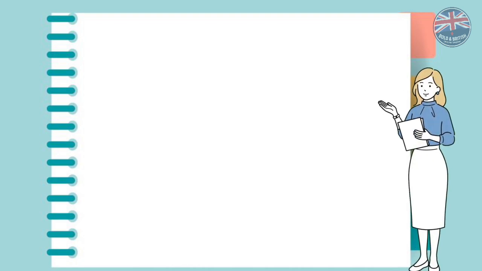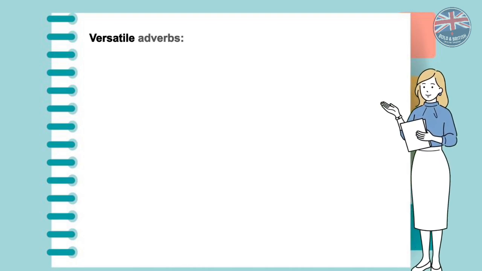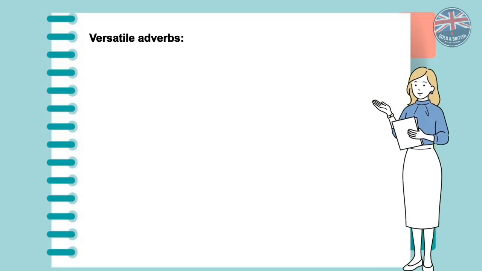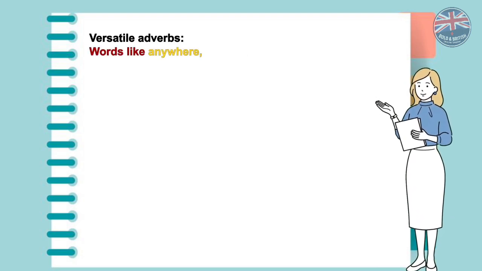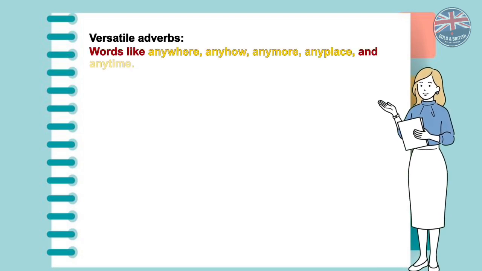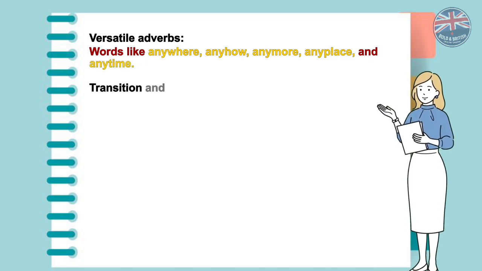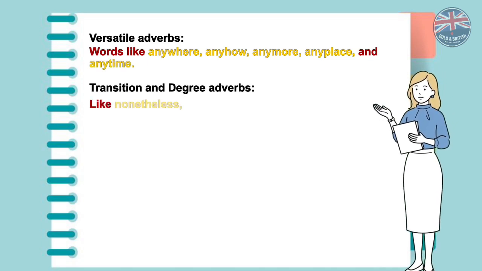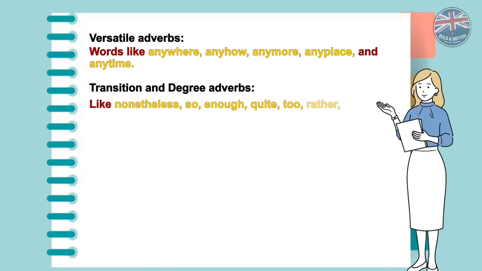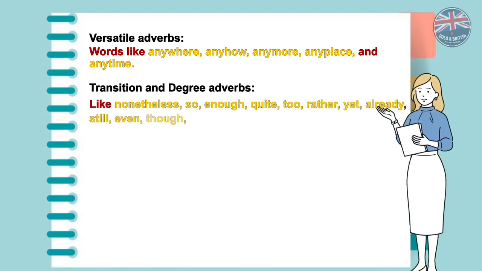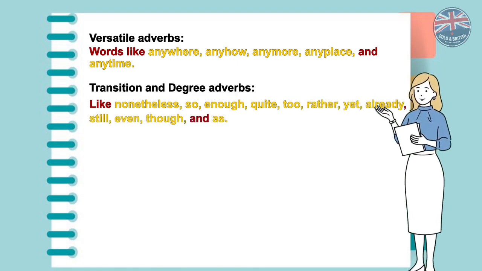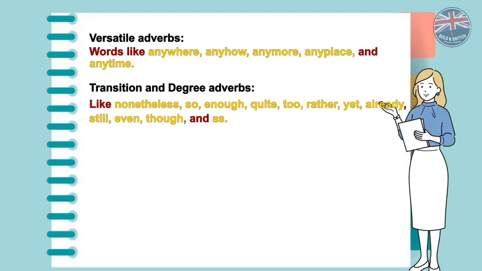To wrap things up, here is a list of versatile adverbs you'll encounter all the time in English. Words like anywhere, anyhow, anymore, anyplace, and anytime. We also have transition and degree adverbs like nonetheless, so, enough, quite, too, rather, yet, already, still, even though, and as. Master these and you'll have a much better grip on how English sentences are built.